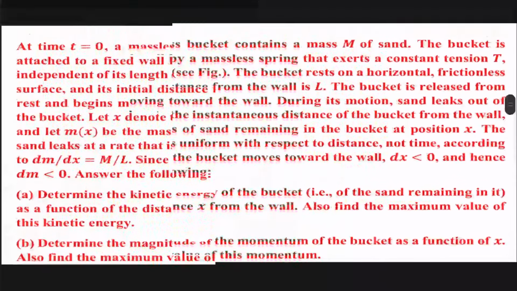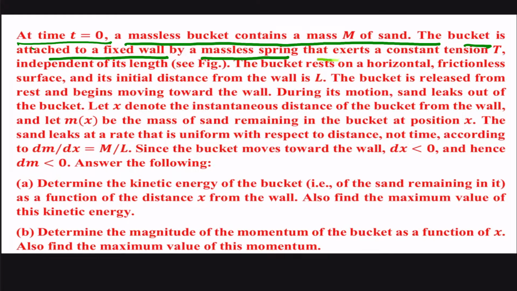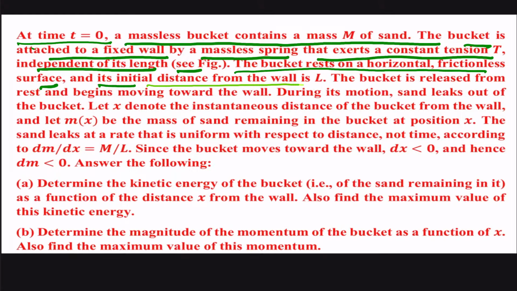Now we come to the second question. In this question, it states that at time t equal to 0, a massless bucket contains a mass m of sand. The bucket is attached to the fixed wall by a massless spring that exerts a constant tension T, independent of its length. As in the figure, we will see the figure later on. The bucket rests on a horizontal frictionless surface, and its initial distance from the wall is L. The bucket is released from rest and begins moving toward the wall.